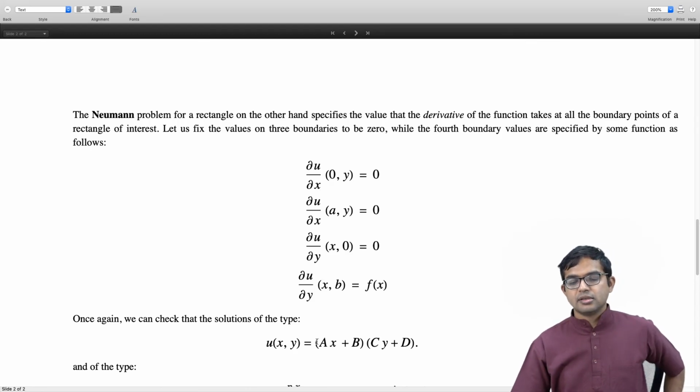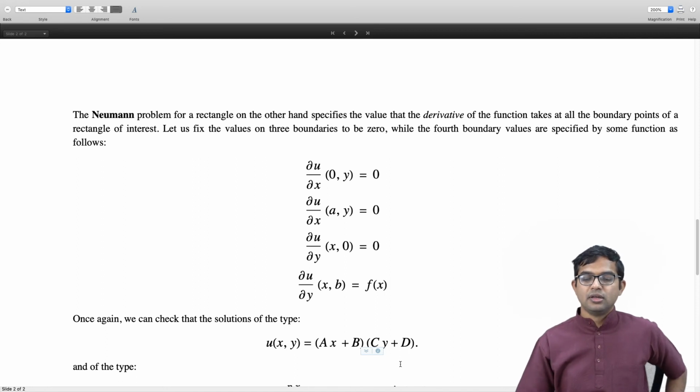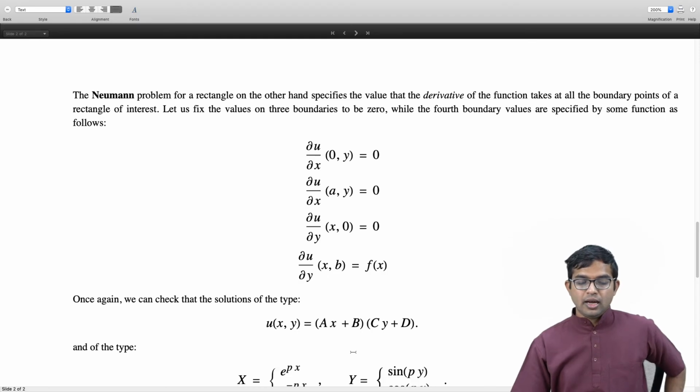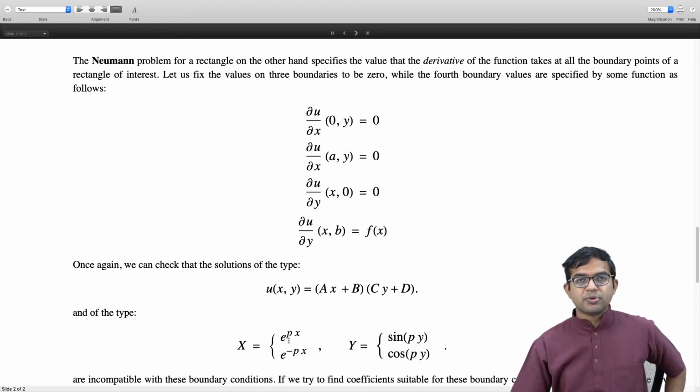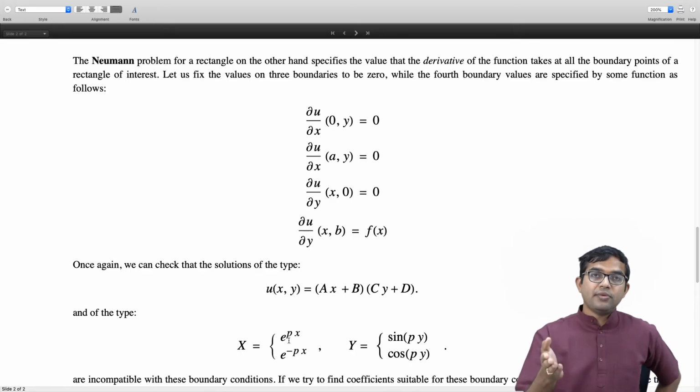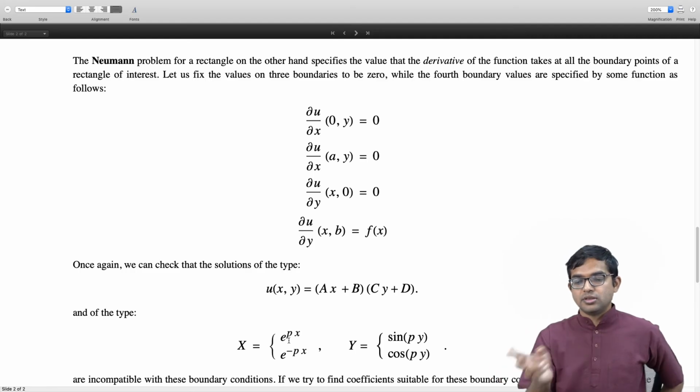Again, this linear solution times linear solution is not going to work out. You'll simply get the trivial solution: a equal to 0, b equal to 0, c equal to 0, and d equal to 0. And if you choose exponentials along x and sines and cosines along y, you'll see that for the Neumann problem, it is the derivative which needs to go to 0 at these two ends. So this is again going to fail.